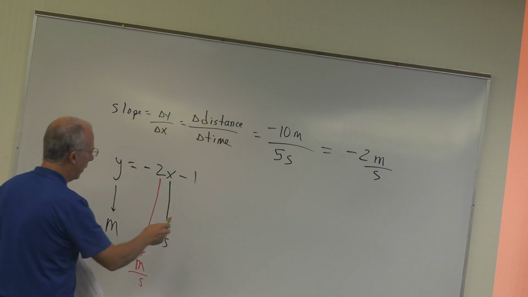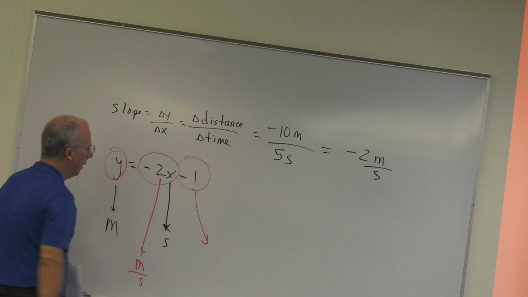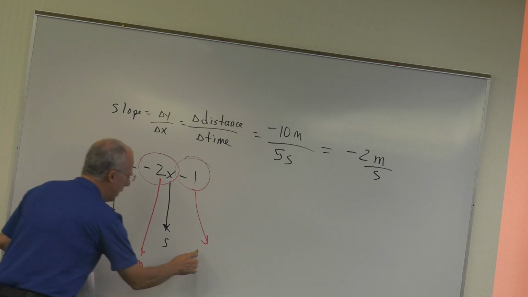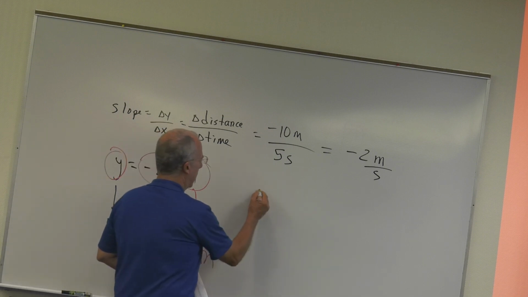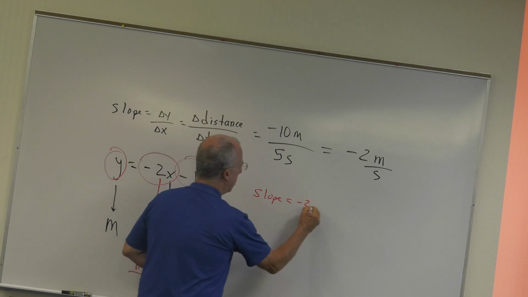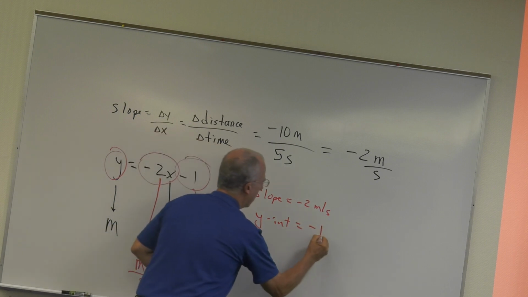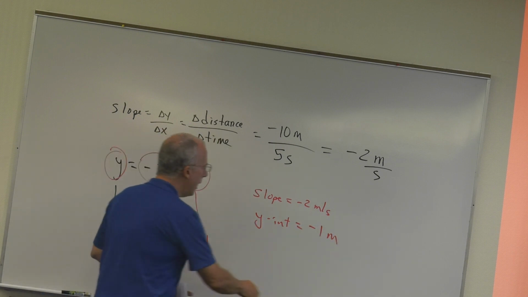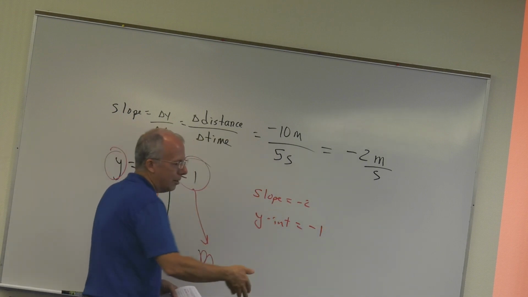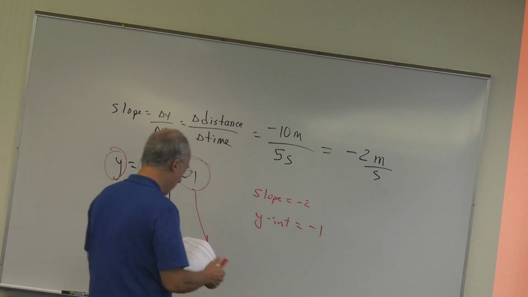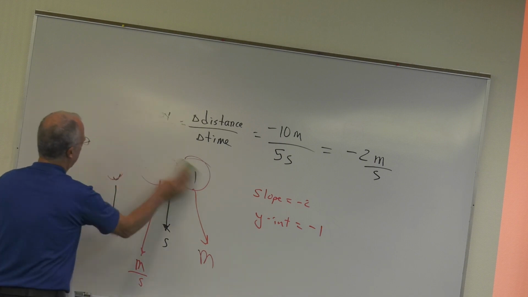And of course, what are the units of the negative 1? Well, again, meters equals meters plus meters. And so the negative 1 has to have units of meters. So on the lab report, this is what you should say. The slope equals minus 2 meters per second, and the y-intercept equals negative 1 meter. If you don't include units, you get it wrong, because it doesn't mean anything. You have to have units. Okay, let's do another example.